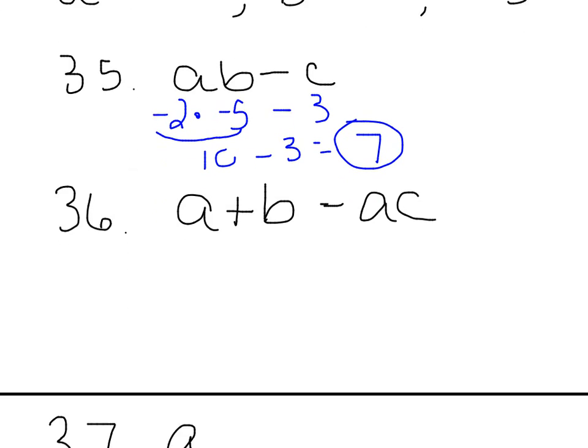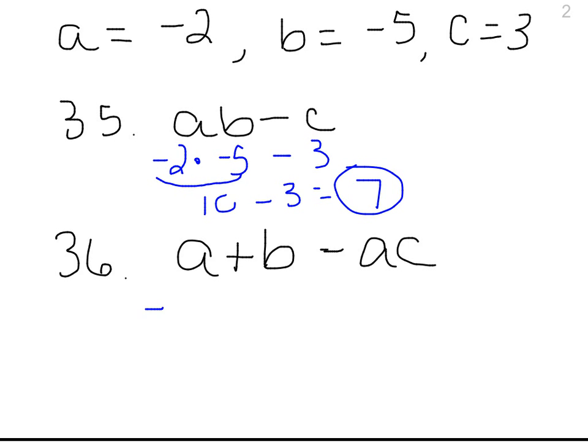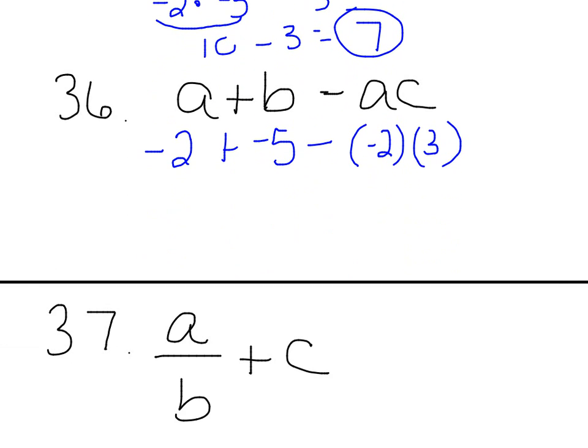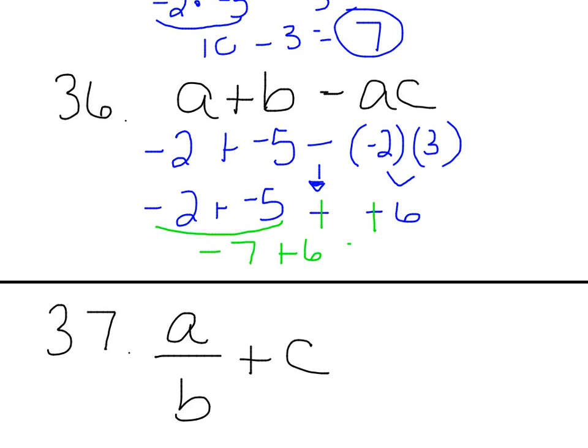On number 36, I'm still plugging in those same values, so I have negative 2 for A, plus negative 5 for B, and then minus, and A is negative 2, so negative 2 times 3. Working across, I multiply these two, and that gives me negative 6. This is still here, so I put that there, and then negative 2 plus negative 5. Since this is minus a negative, we change it to plus a positive, and then we go from left to right. Negative 2 plus negative 5 is negative 7, plus 6 equals negative 1.